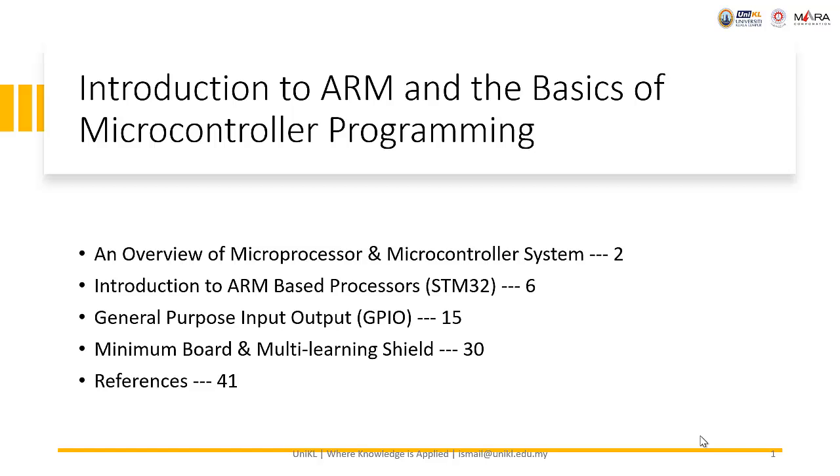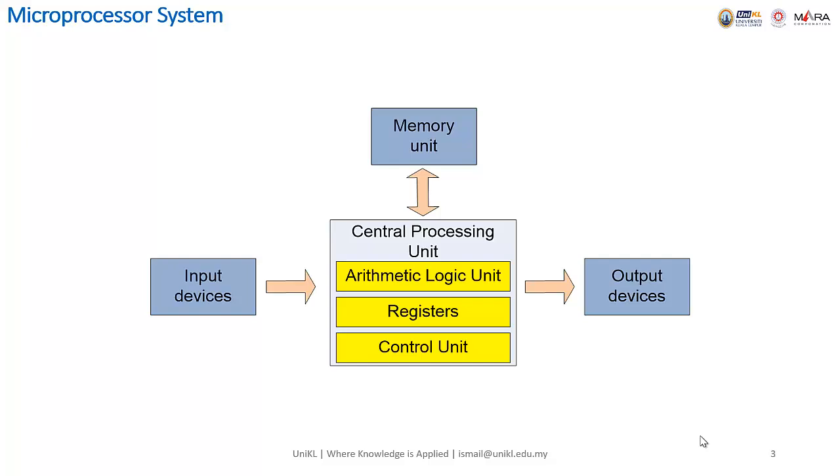Okay, first I will revisit the microprocessor systems. Basically, a microprocessor system is based on input devices, then we have a memory unit, and then we have output devices. And in the middle is the central processing unit, which is the brain of the processor.